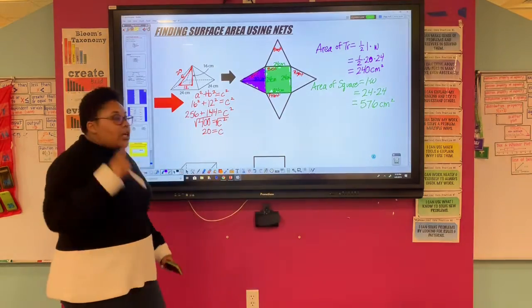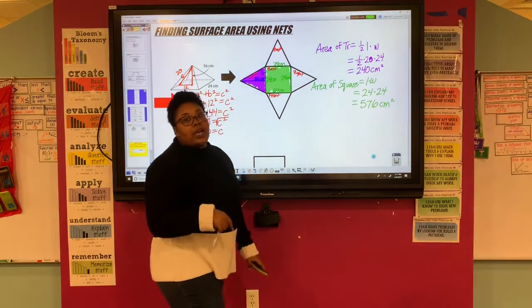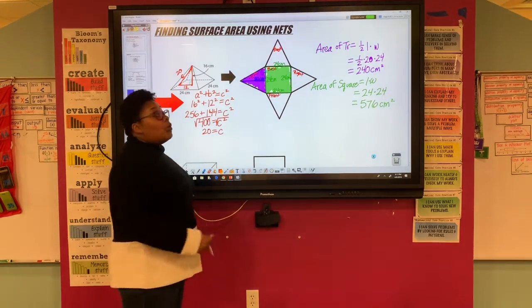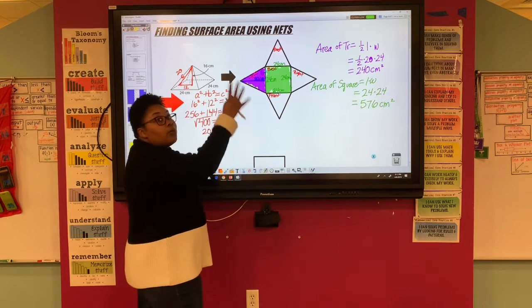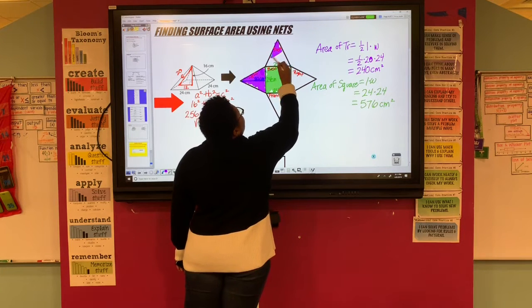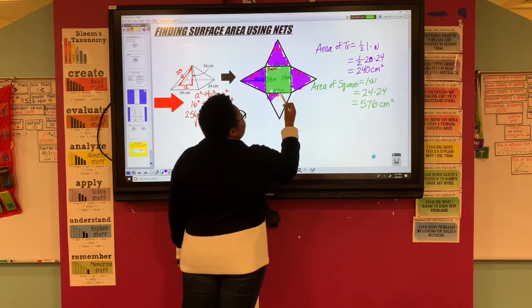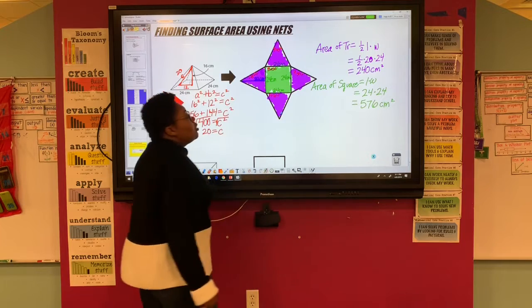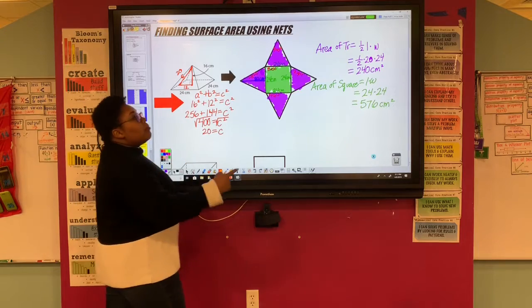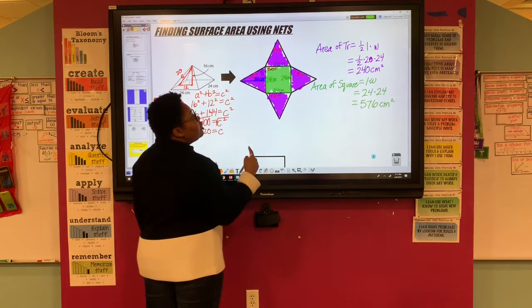Now, if I wasn't a scholar, I would look and I would say, okay, I need to find the length of all of my triangles, the width of all of my triangles, find all of those areas. But realizing that we are working with a pyramid, we have one base that is a square and 4 congruent triangles. So I know that this area is the same as this area, which is the same as this area, which is the same as this area here. So now when it's time to add everything up, instead of just adding them up all together, I could do 240 times 4 because I have 4 congruent triangles.